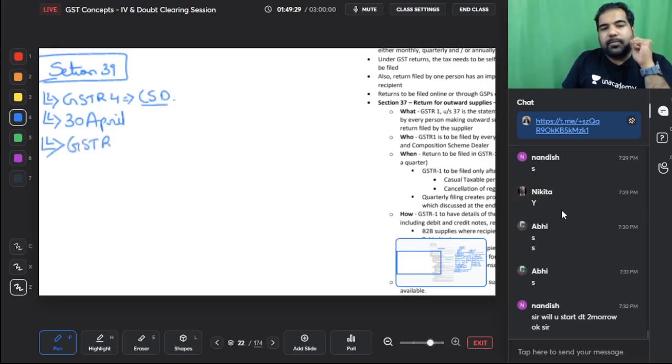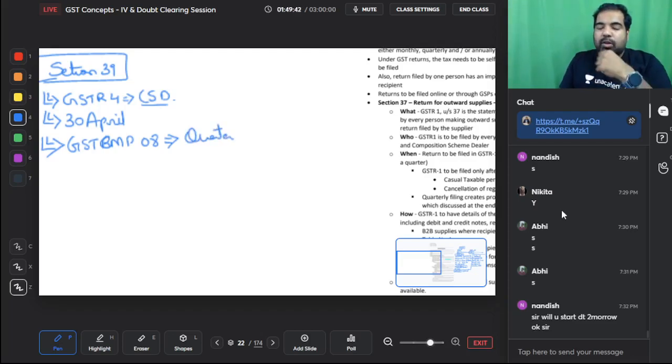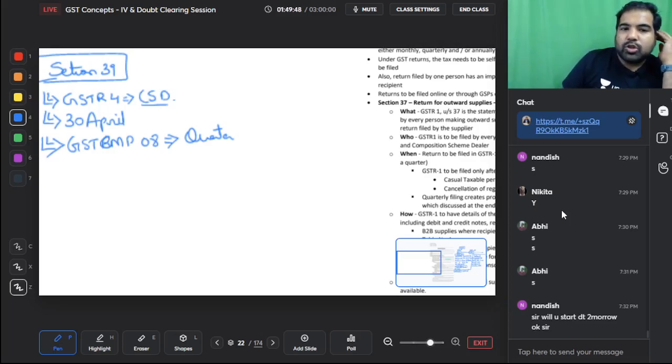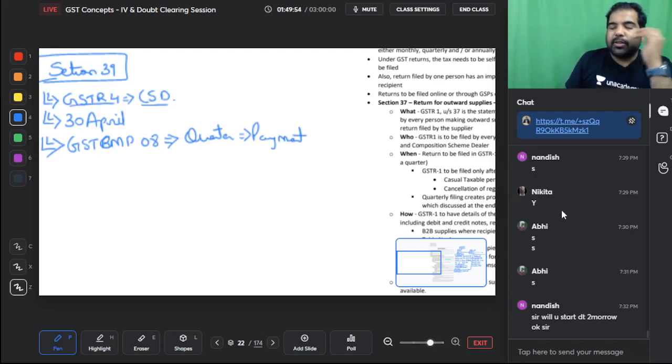GST CMP-08, whatever every quarter supply they make, at 1%, 5%, or 6%, they will have to pay every quarter, by the 18th of the month after the quarter. So April, May, June they have to pay by 18th July. July, August, September they have to pay by 18th October. So payment they have to do every quarter, but the return they have to file only once in a year, that is by 30th April.